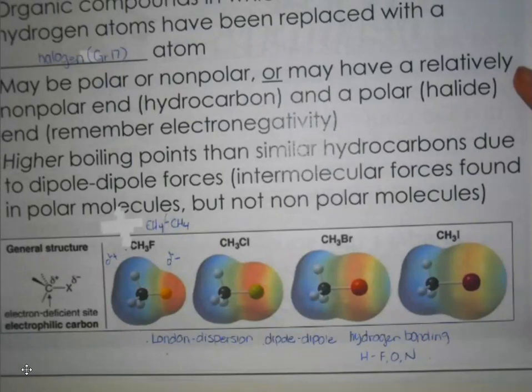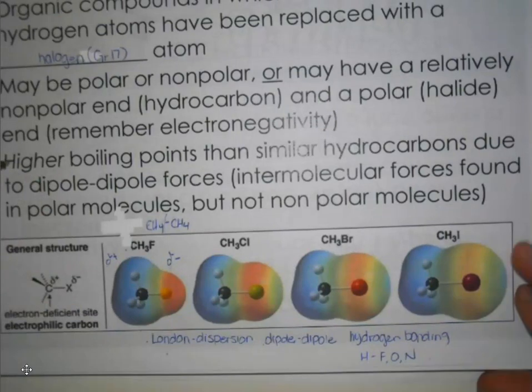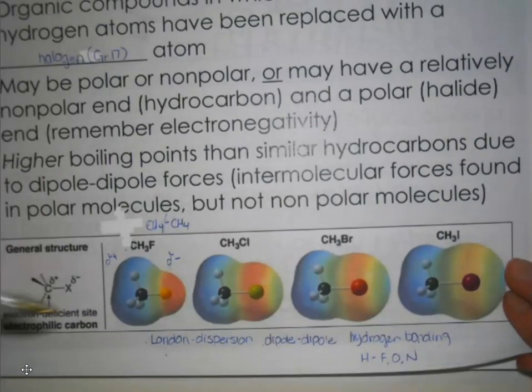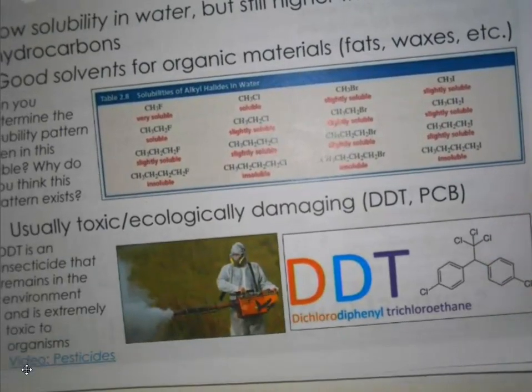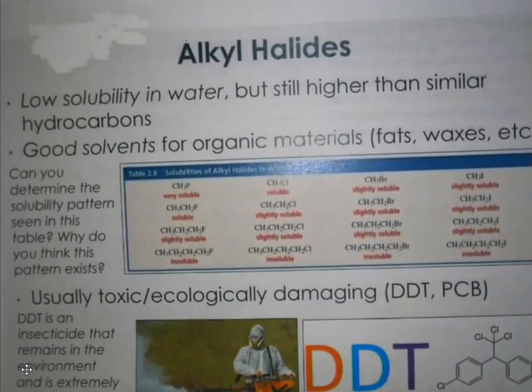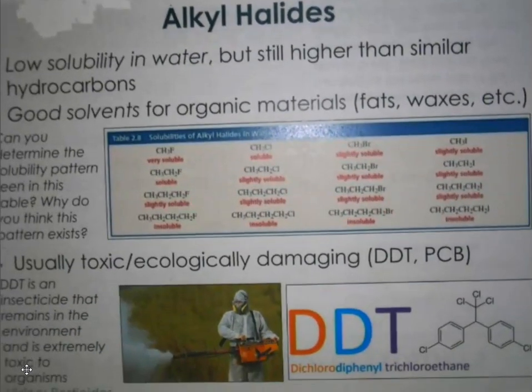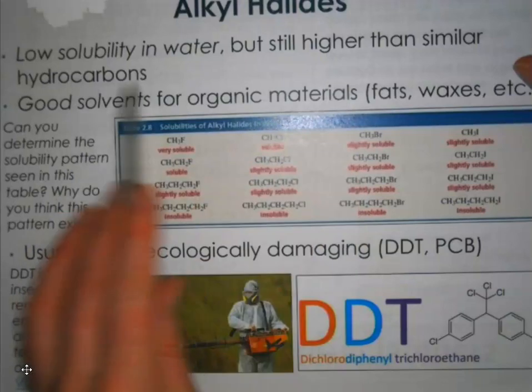Higher boiling points. Yeah, basically just keeping in mind that the organic halides are going to have higher boiling points than alkanes and alkenes. Okay. Let's see. What about solubility? So with alkyl halides, they have low solubility compared to a lot of organic compounds, but they're still higher than similar hydrocarbons.